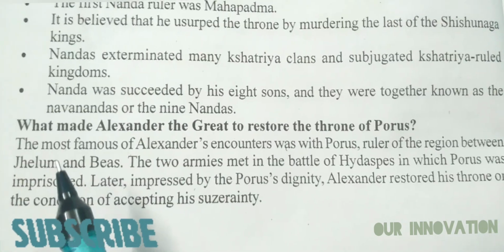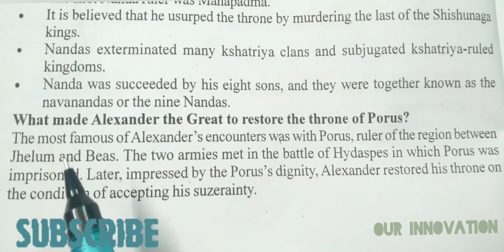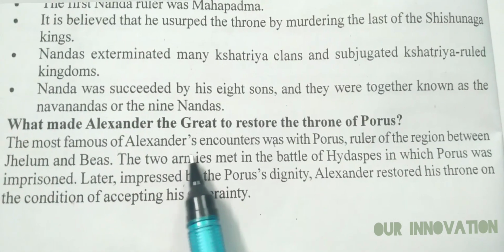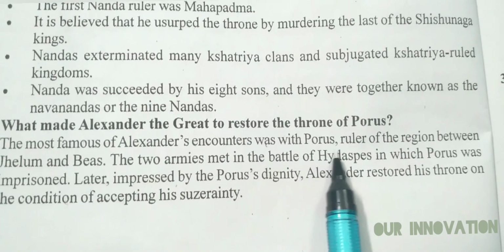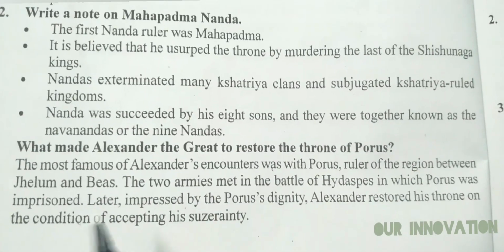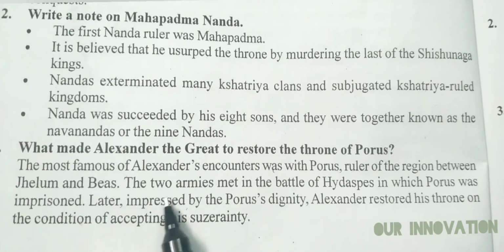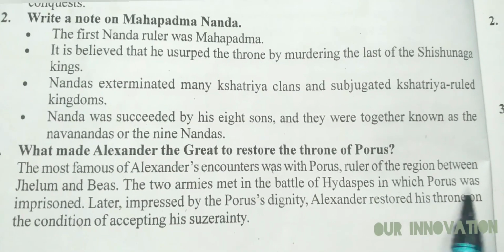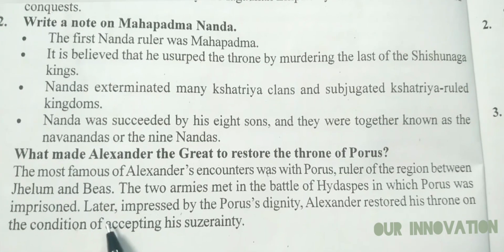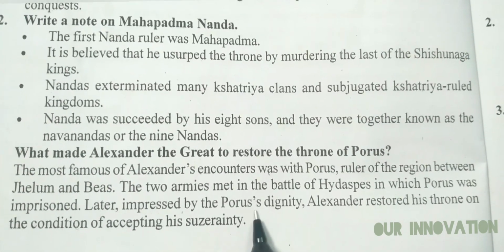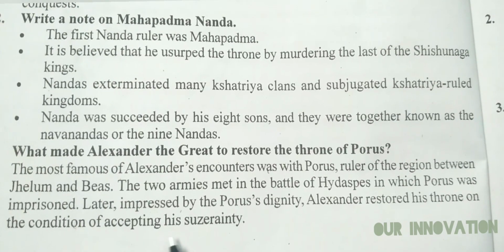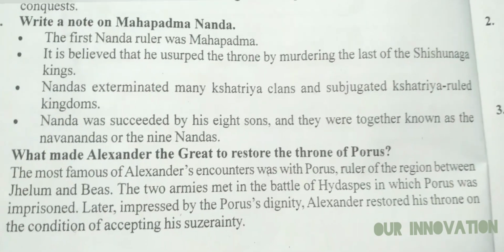What made Alexander the Great restore the throne of Porus? The most famous of Alexander's encounters was with Porus, the ruler of the region between Jhelum and Beas. The two armies met in the Battle of Hydaspes, in which Porus was imprisoned. Later, impressed by Porus' dignity, Alexander restored his throne on the condition of accepting his suzerainty.